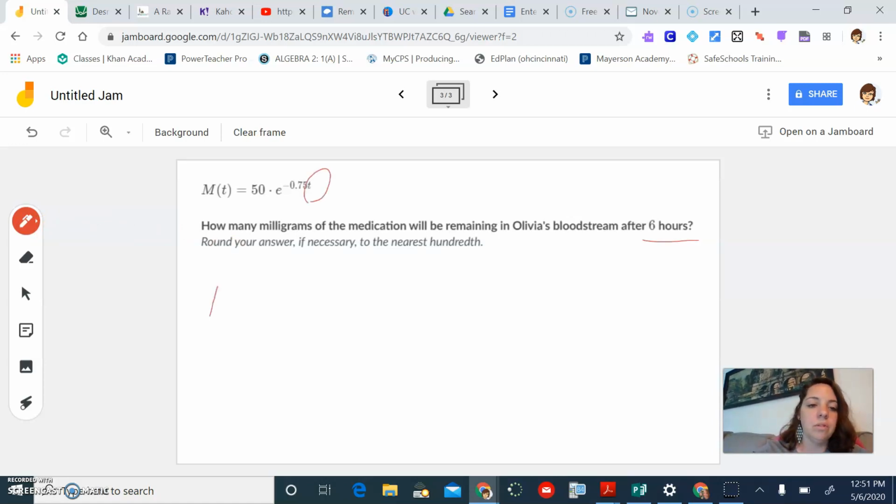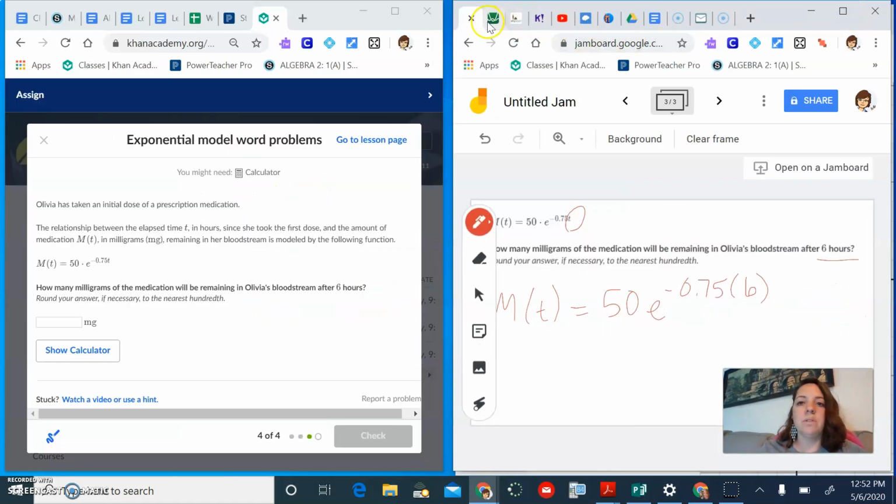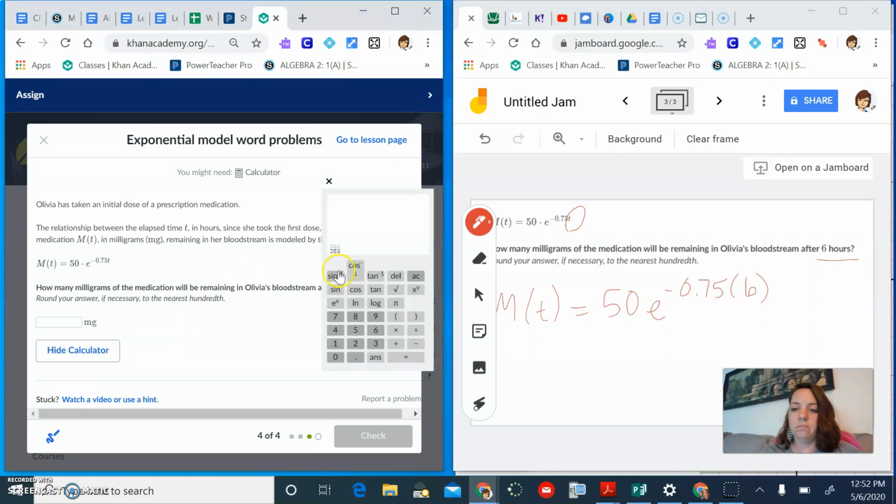So all I have to do, they want to know how much is in there if we take out every t and put in 6. So all I have to do is plug this into a calculator. Where that t was, I'm putting in 6. And you can use this calculator here. It works. So 50 times e to the power of, and I'm going to put parentheses around this so I don't mess anything up, negative 0.75 times 6, parentheses.